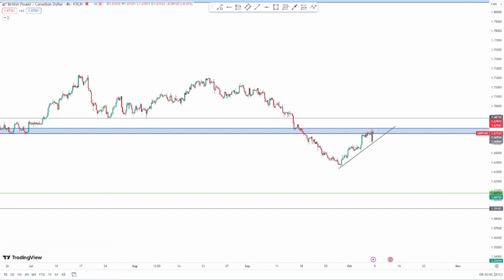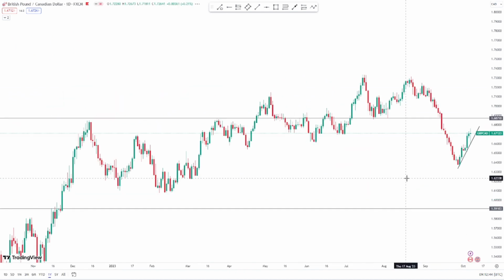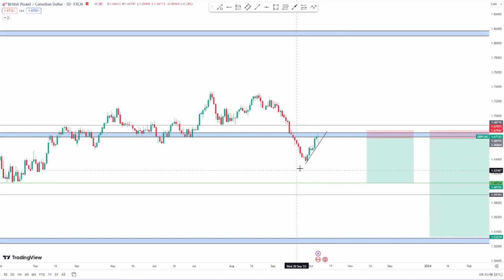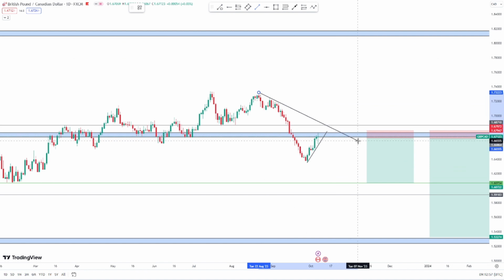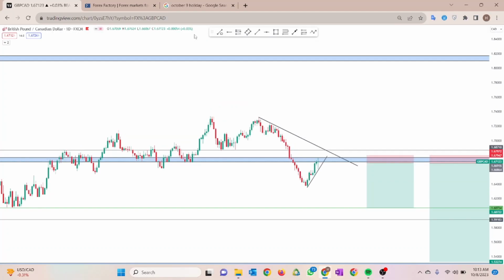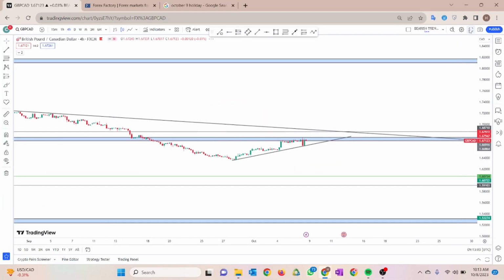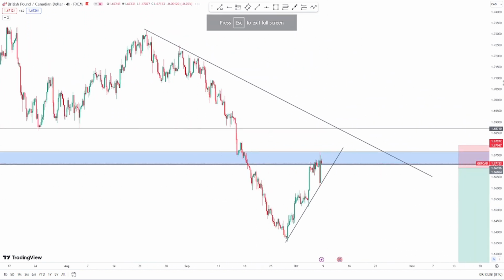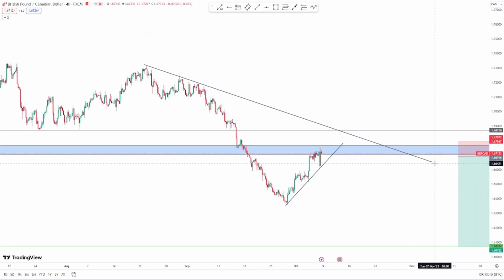Let's go back to the daily time frame for a quick one also. Yeah, this is it on the daily time frame. Something like this. This is quite amazing. Some daily time frame.